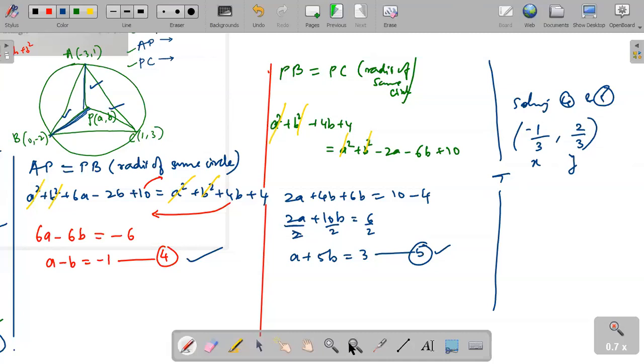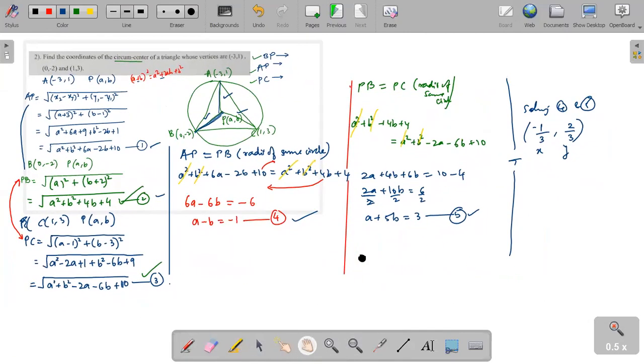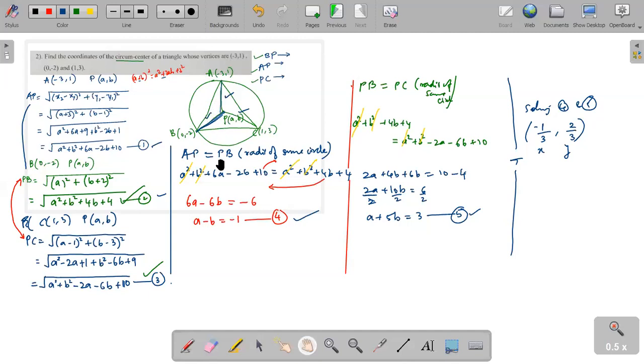That completes this solution. So a quick recap on this question. We start with drawing out a diagram like this, and then finding AP, BP, and PC. Find out these 3 sides, which are the radii, and then equate any two of them. Let's say you equate the first two and then the second two. That gives you 2 linear equations in 2 variables, and solving these two, you'll get the answer to be -1/3 and 2/3. This is something very easy. You can always try that out.